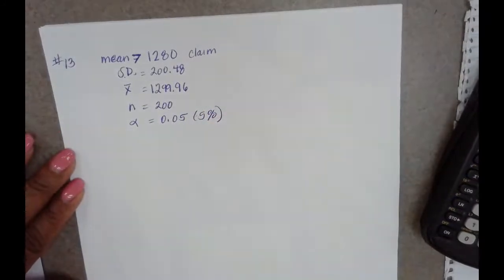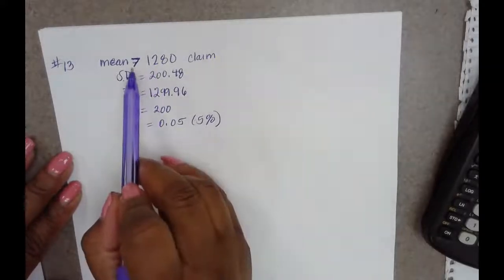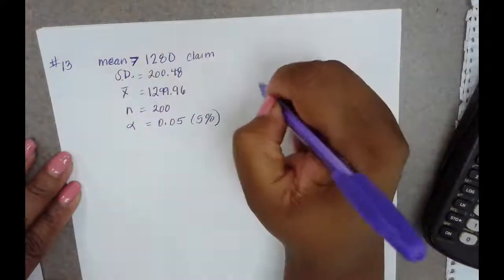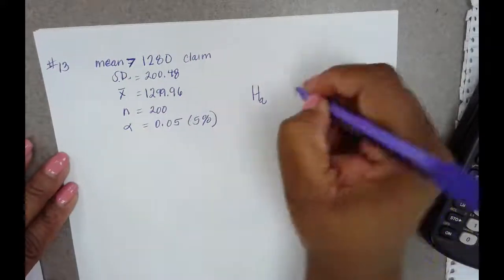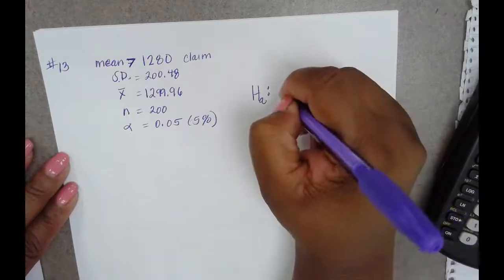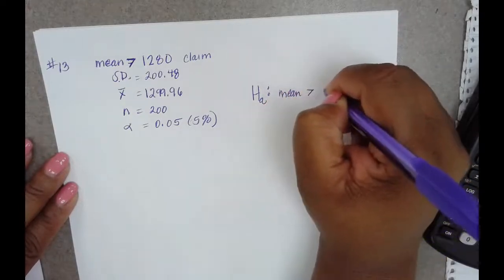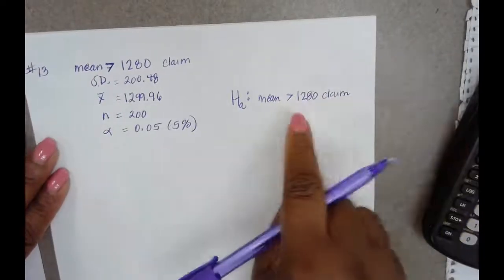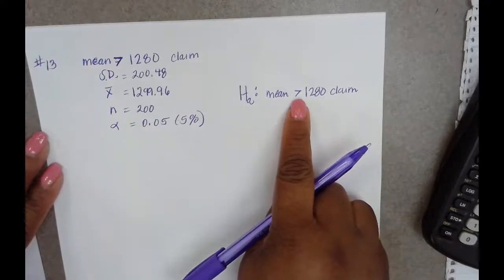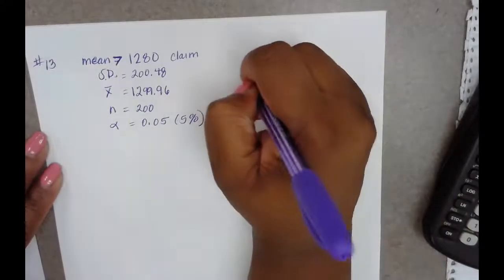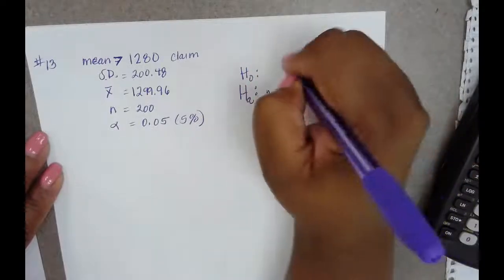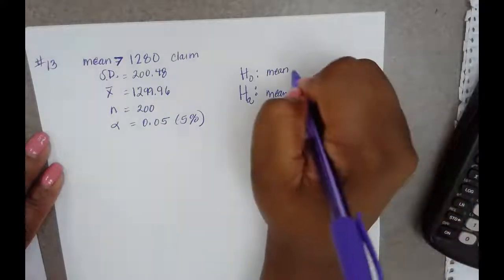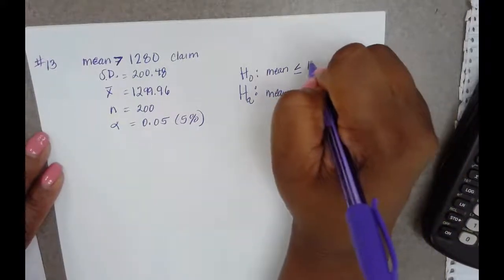Okay. So, the claim involves the greater than symbol. So that tells me that the claim is HA, that the mean is greater than 1,280. How do I know that? Because it did not involve equality in this symbol. So I write the converse or the complement to that. The mean, if this is greater than, then the complement will be less than or equal to.